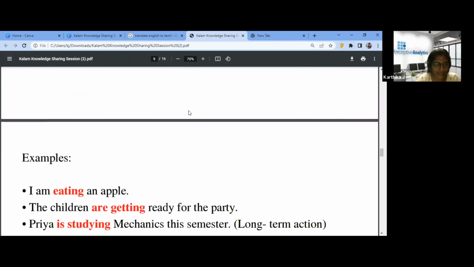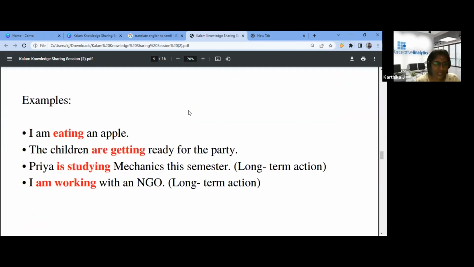We can see some examples for that. The example is: I am eating an apple. The eating process has started, but it has not stopped yet. So it is called a present continuous tense. That way we use the verb plus ing format. In present continuous we have to use the ing format. The next example is: the children are getting ready for the party. They are not ready yet, so they are getting ready. The process is still going. It started in the past, but it is still going. So in this sentence we have to use verb plus ing format.